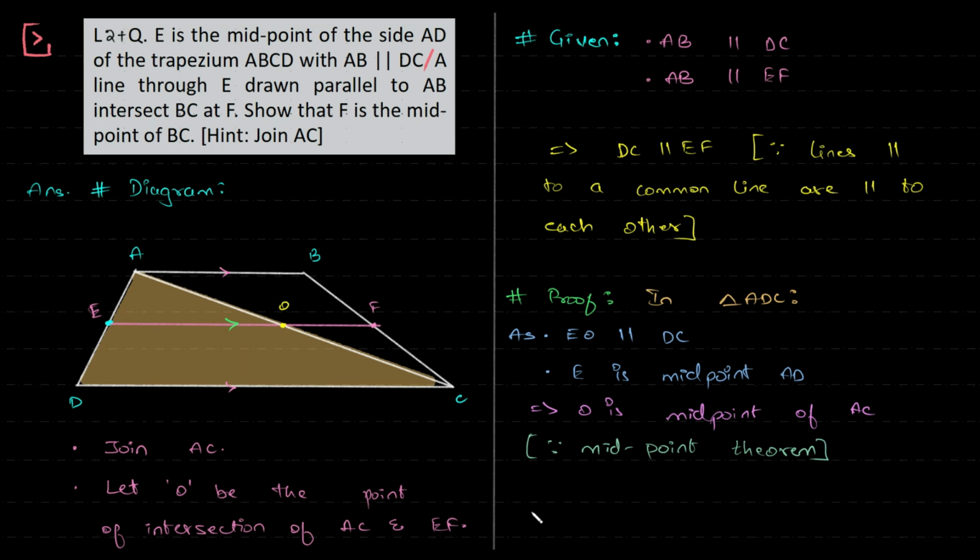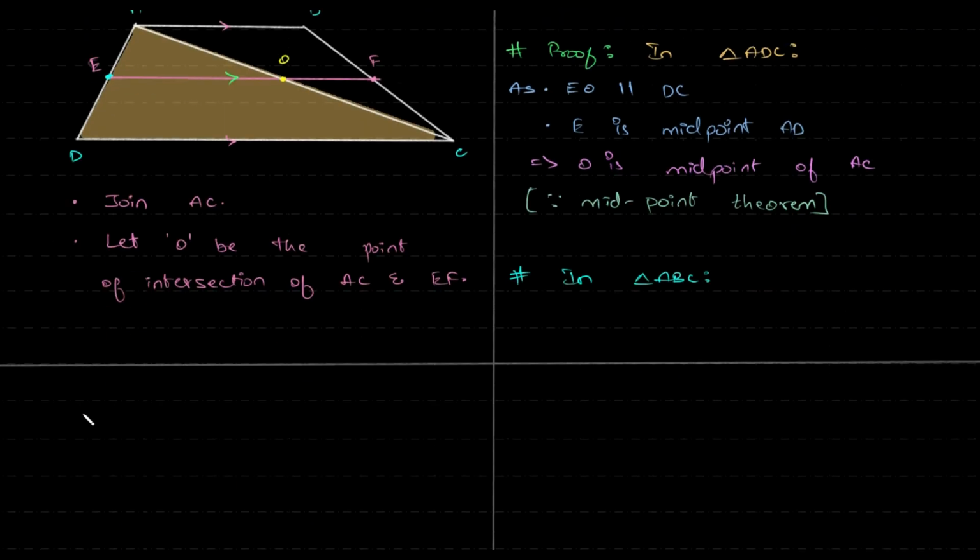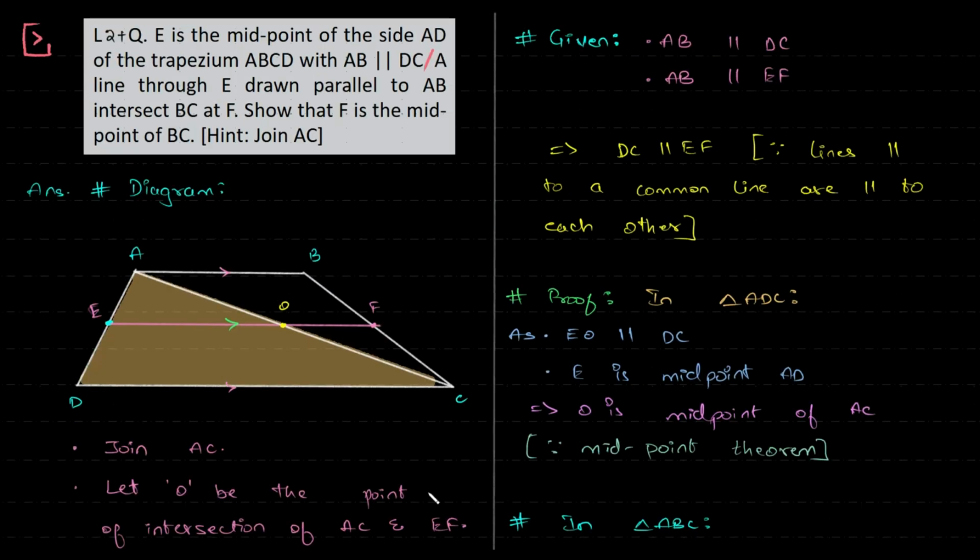Okay, next is which one? In triangle ABC, we have O as the midpoint and we have OF being parallel to AB. So from this we can infer F is the midpoint of BC. That's our proof. Quite simple, is it not?